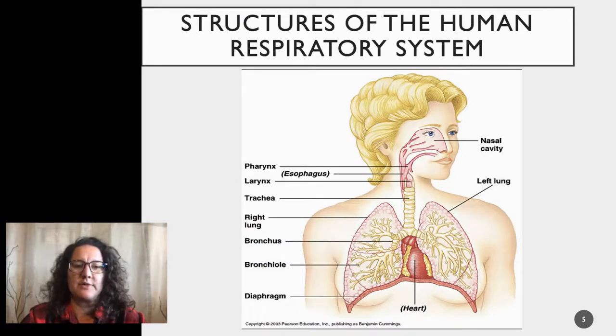The structure of the respiratory system includes the nasal cavity, the pharynx, the larynx or voice box, our trachea, our bronchus and bronchioles, which are smaller than the bronchus. And those will then reach into all the lungs, where we have alveoli, as well as the diaphragm.